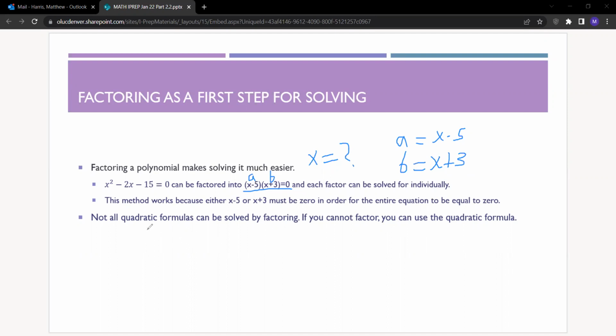Cool. So note that not all quadratic equations can be solved by factoring. And if you can't factor, then you can use the quadratic formula, which we'll go over in just a second.